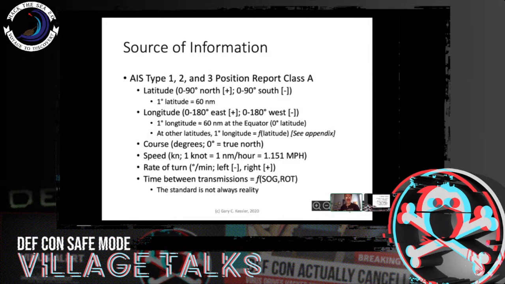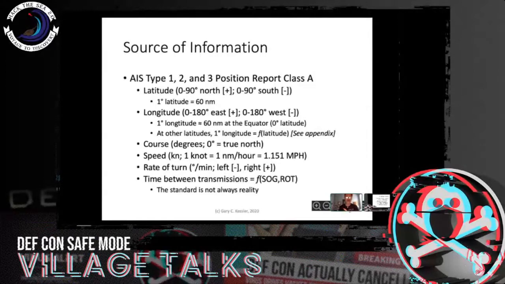Then we're going to have the course in degrees, 0 degrees being true north. So an actual course will be somewhere between 0 and 359. The speed in knots. A knot, of course, is a nautical mile per hour, which translates to about 1.15 miles per hour. I'm going to have a rate of turn, which is generally expressed in the number of degrees per minute, left or right. And the time between transmissions is going to be a function of what your speed is and what your rate of turn is.